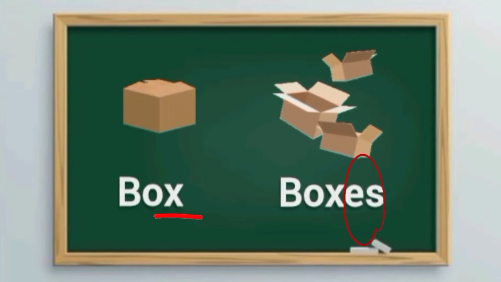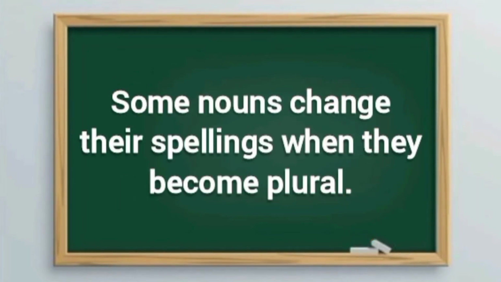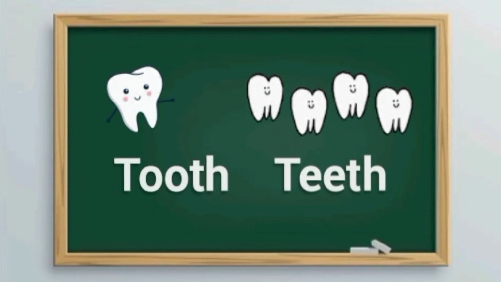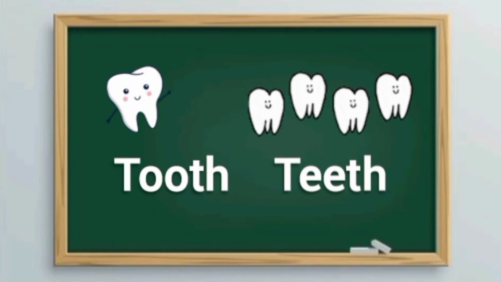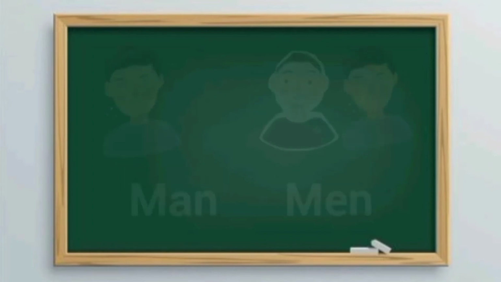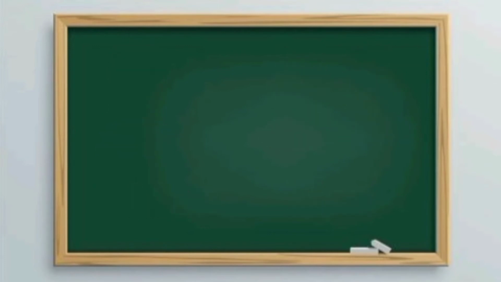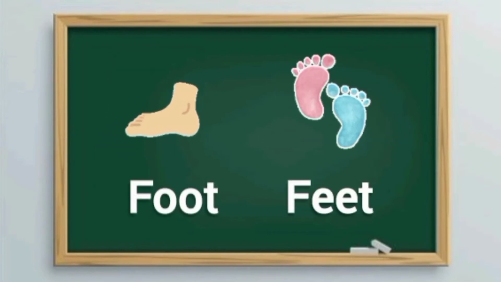Box becomes boxes. And kids, do you know that there are some magical words, some nouns that change their spellings when they become plural? For example, child becomes children, tooth becomes teeth, man becomes men, and foot becomes feet.